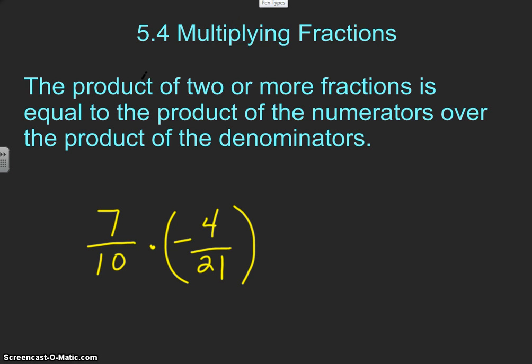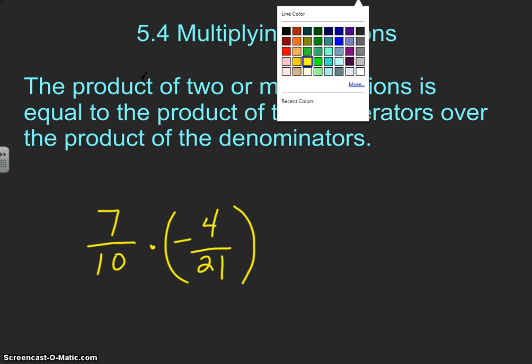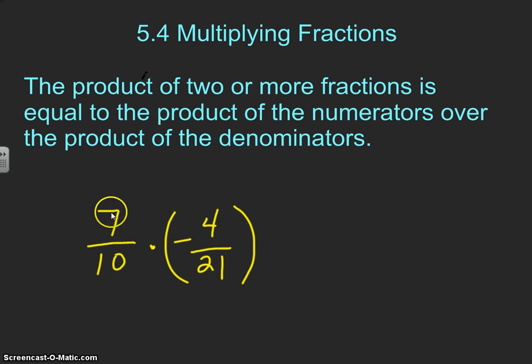And then one thing that kind of helps us is something called cross-reducing. Meaning, if I have a number up here and a number down here that have a GCF greater than 1, I can reduce by that number. So the 7 and 21 have a GCF of, I'm sorry, 7. I'm going to divide both by 7, and I'm going to get 1 here, and 3 here. 4 and 10 have a GCF of 2. So I'm going to divide by 2 here, and divide by 2 here, and get 5.